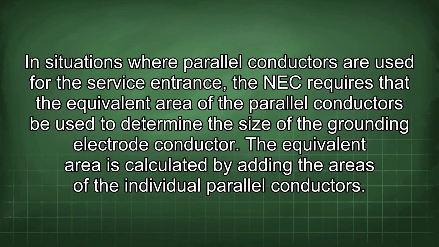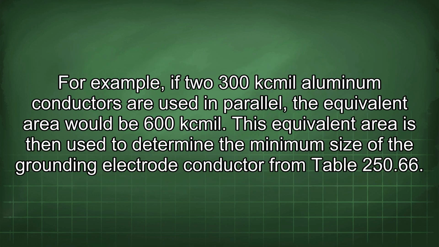In situations where parallel conductors are used for the service entrance, the NEC requires that the equivalent area of the parallel conductors be used to determine the size of the grounding electrode conductor. The equivalent area is calculated by adding the areas of the individual parallel conductors. For example, if two 300 kcmil aluminum conductors are used in parallel, the equivalent area would be 600 kcmil.